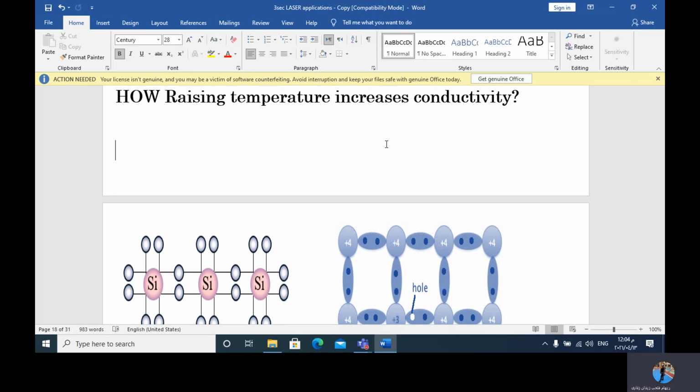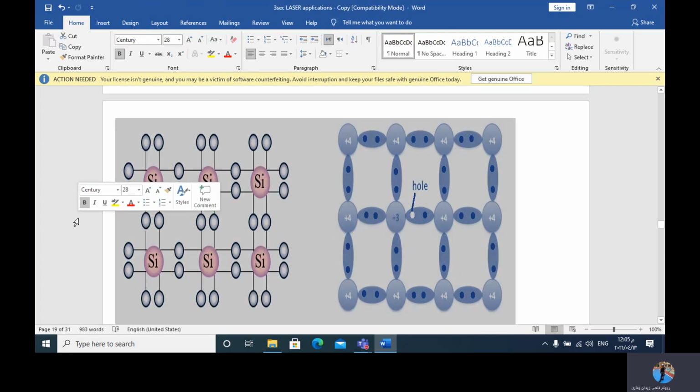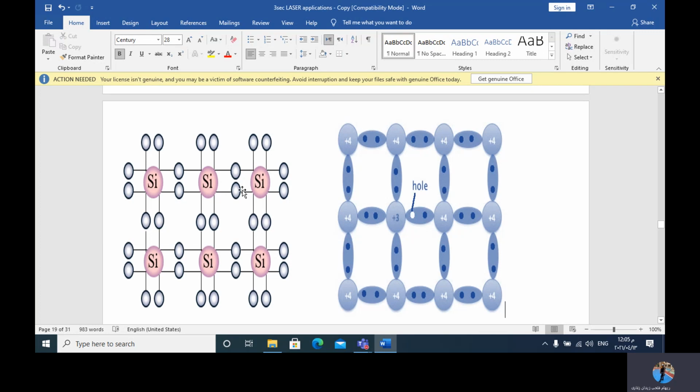How does raising temperature increase conductivity? Now, we know that for electrons to move from their place, they need energy. So this is the pure crystal of silicon. And if the temperature increases, one electron, say this one or this one, will acquire enough energy to break free from the covalent bond.